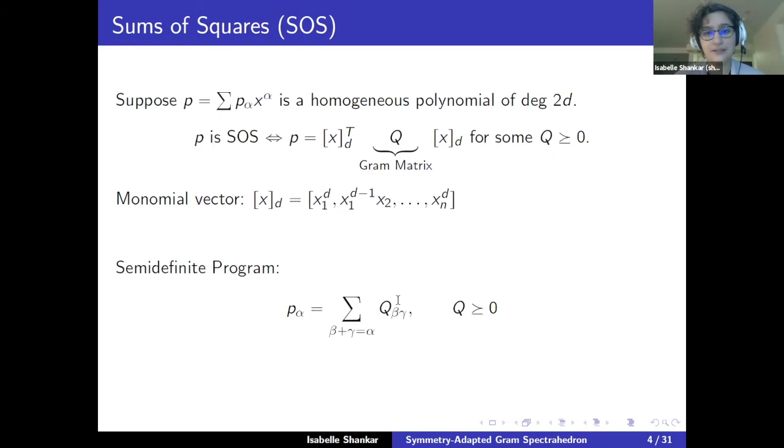And typically for a semi-definite program, the feasible region is called a spectrahedron. And in this case, when the semi-definite program comes from a sums of squares problem, the spectrahedron is called a Gram spectrahedron.